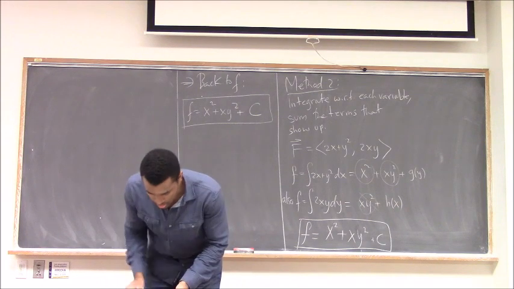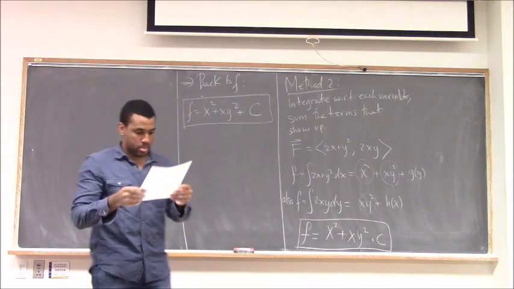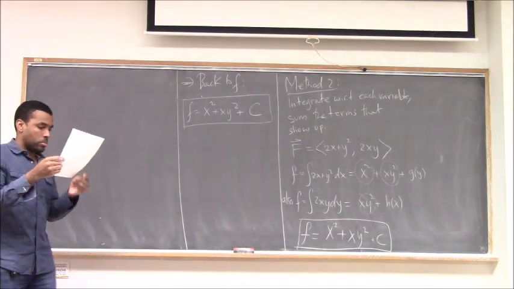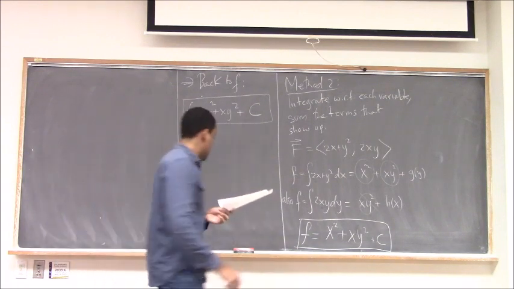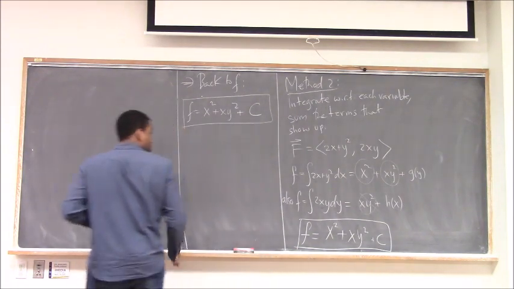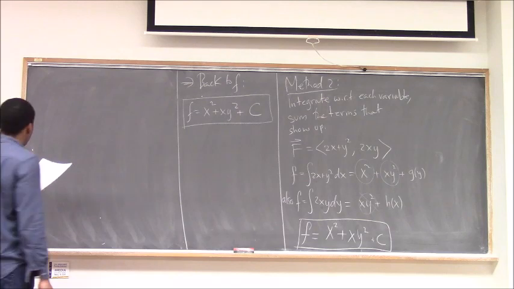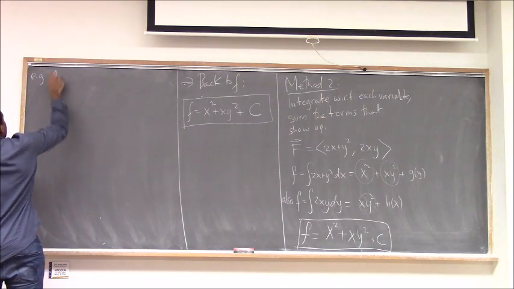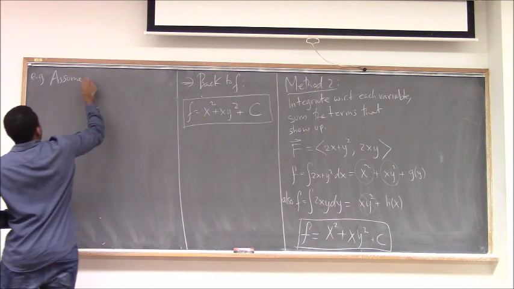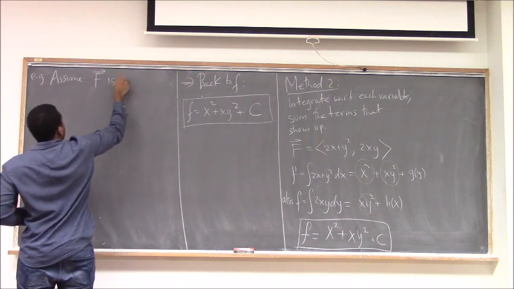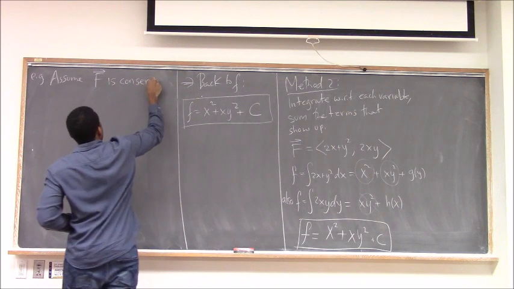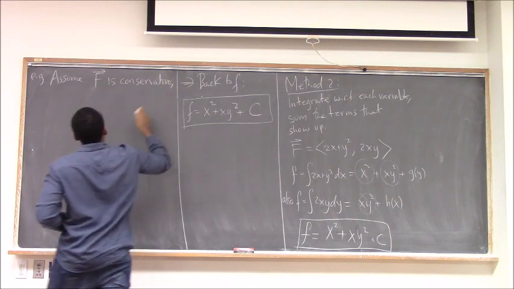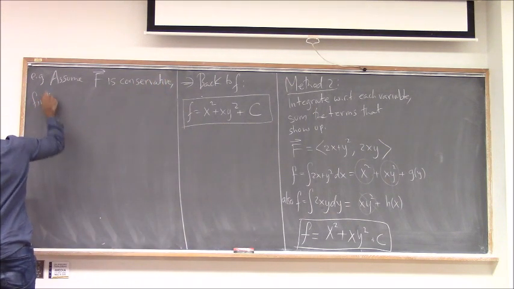I think I have another example. This is a very important exercise to be able to do quickly, so let's do another example. So assume f is conservative, find its potential function.